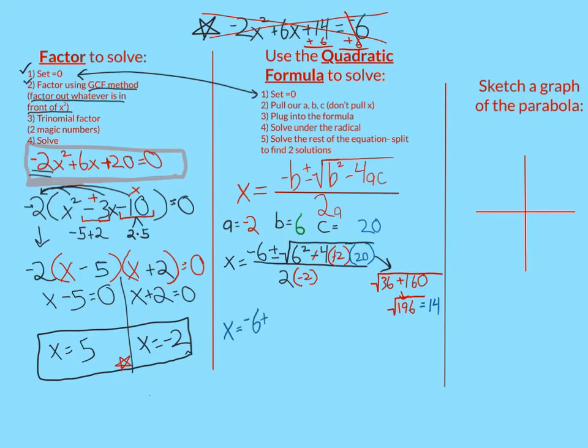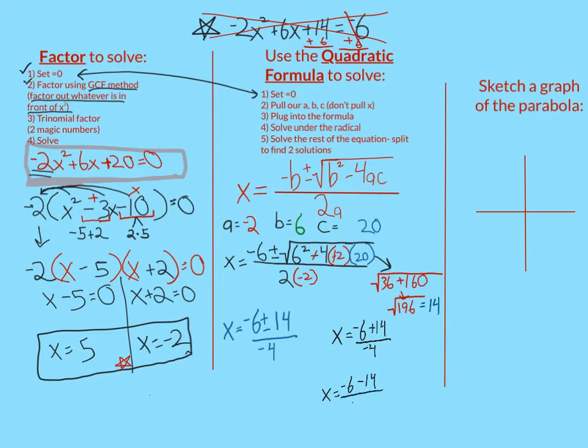So we've got negative 6 plus or minus, I'll go ahead and take the square root of the 196. It's 14. 2 times negative 2, negative 4. And so now you just split and solve. I'll do negative 6 plus 14, and negative 6 minus 14.